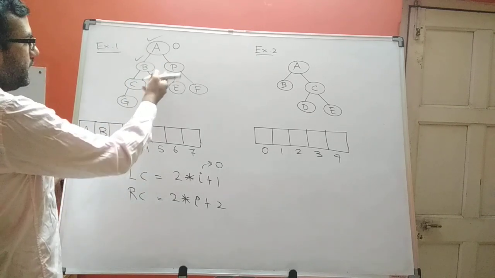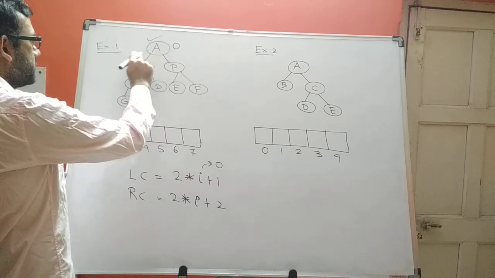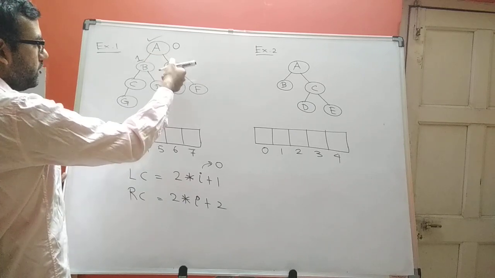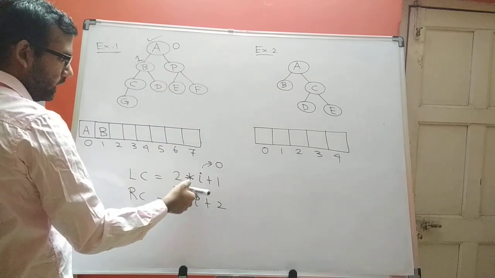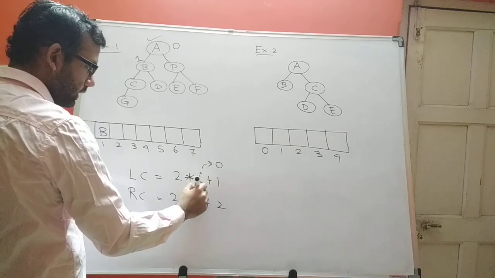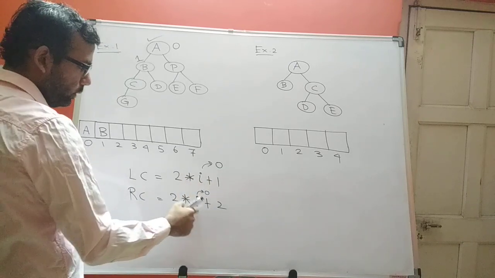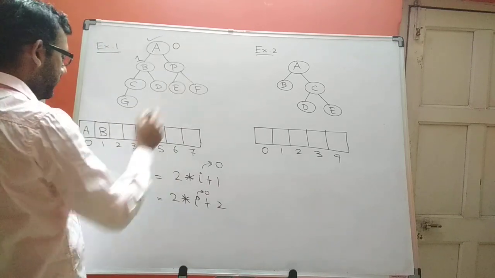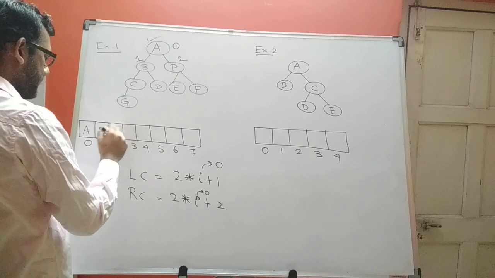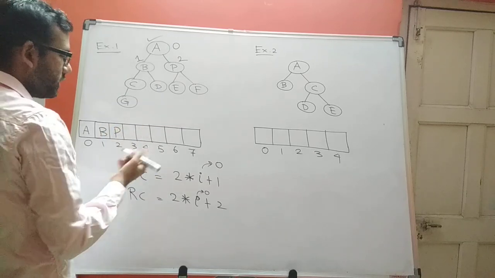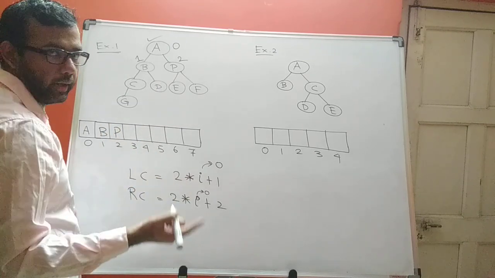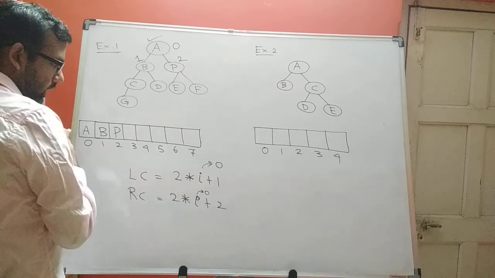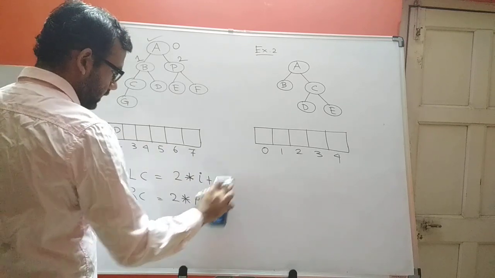Now let's find the index of the right child of A. So B goes at index 1. What about the right child of A, P? Where will this go? It will go at 2 into I plus 2. What is the value of I? The value of I is 0. So 2 into 0 is 0, 0 plus 2 is 2. So the right child of A will go at index 2. So P goes at index 2. You'll observe one thing very closely in a short while. After I fill up this entire array, you'll observe one thing and then you would come to another conclusion.